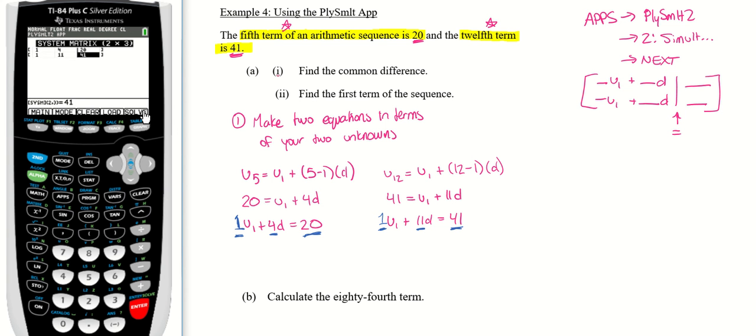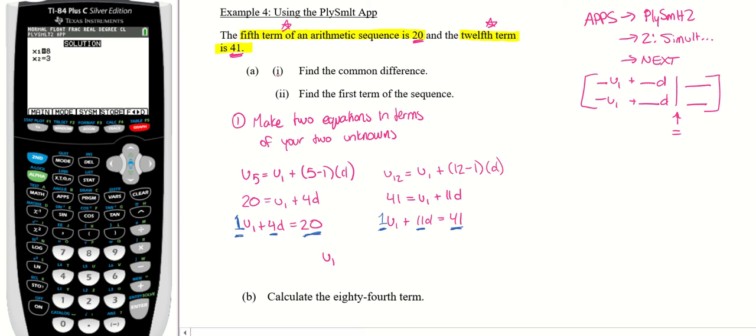Then you'll see at the bottom right of the screen, it says solve. Again, press the button right underneath that, and it gives you a solution. In this case, x1 is the first coefficients you entered in each line. So that was the coefficients for U1, which means U1 is 8. And D, which are the second coefficients you entered in each row, is 3. So you can solve for U1 and D just by writing two equations and then solving them on your calculator. So you use your GDC to find those answers.